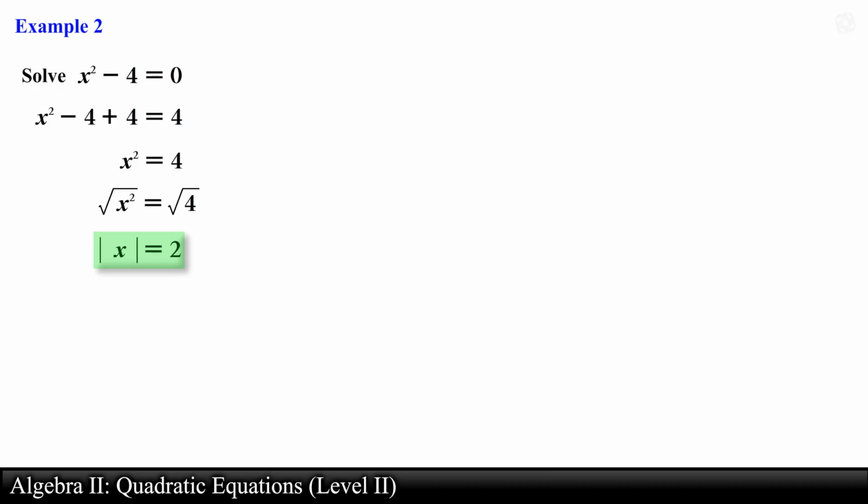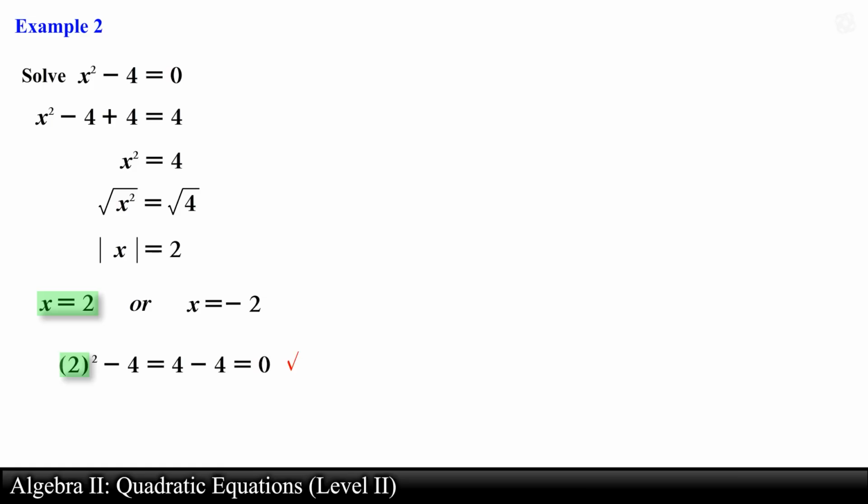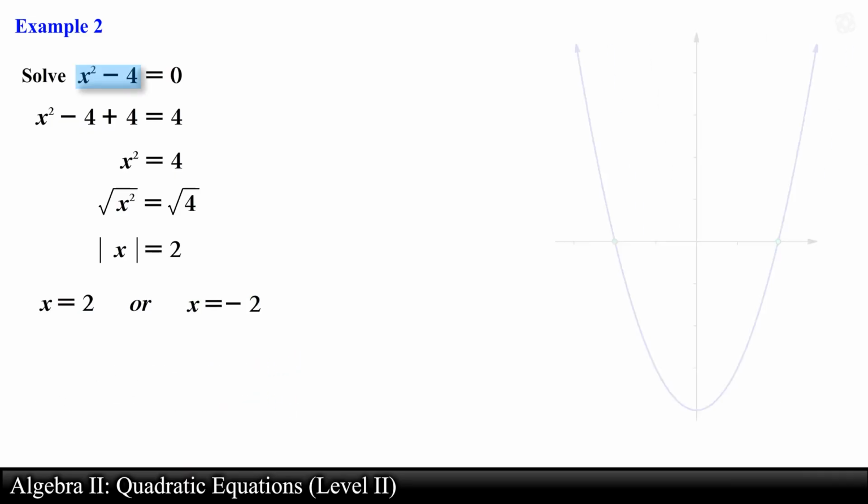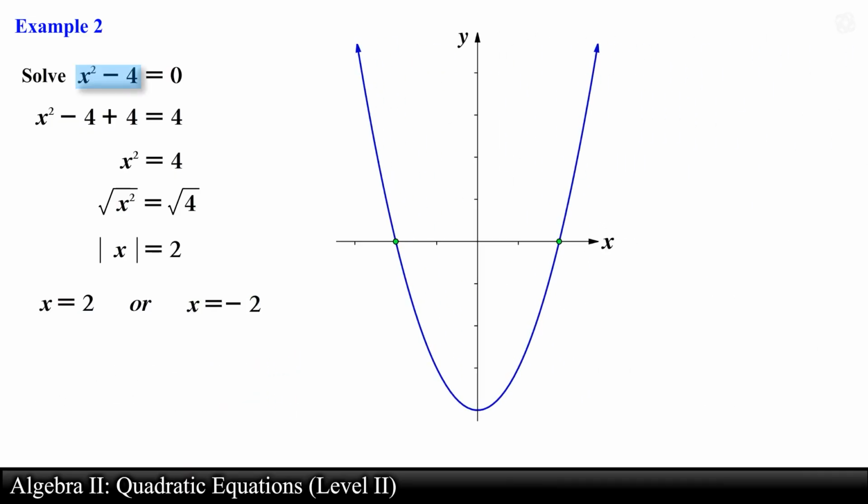So now we ask ourselves, when does the absolute value of x equal 2? Recall that there are two solutions for these types of equations. The first is when x equals 2, and the second is when x equals negative 2. It's always a good idea to check your answer. So doing that, we see that 2 squared minus 4 reduces to 0. So that checks out. And negative 2 squared minus 4 also reduces to 0. Both solutions work.